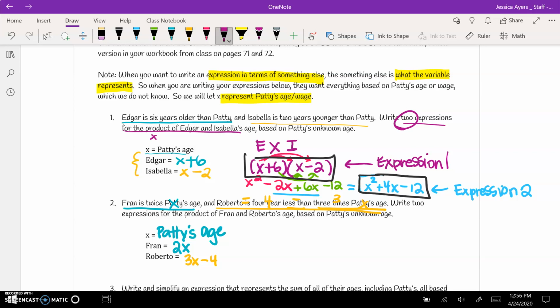So once again, I want to write 2 expressions for the product of Fran and Roberto's age based on Patty's unknown age. So I want to find a product. That means to multiply. So I'm going to do Fran times Roberto. That's expression 1.